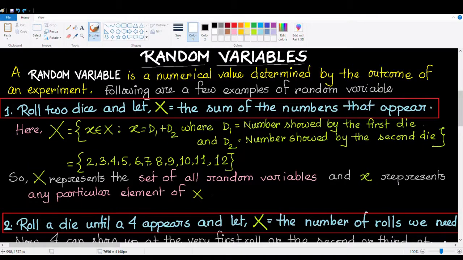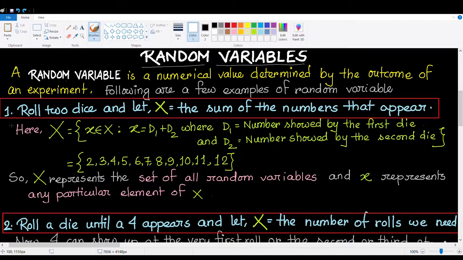Random variables. What are random variables? A random variable is a numerical value determined by the outcome of an experiment. Okay, so you know that a random variable is a number which is determined by the outcomes of an experiment. I think the definition isn't enough to understand the basic idea of random variables properly, so let's see some examples.